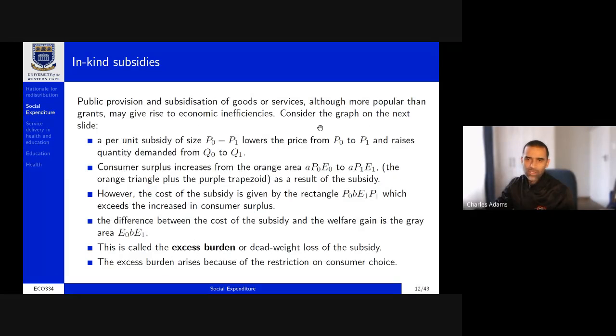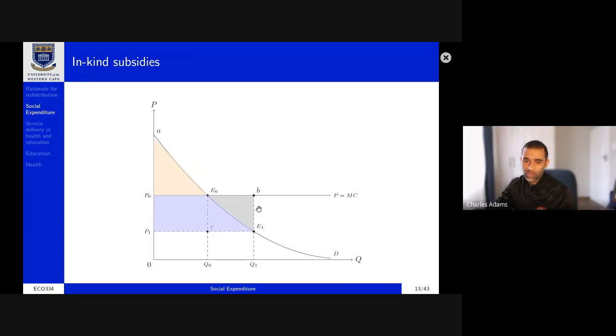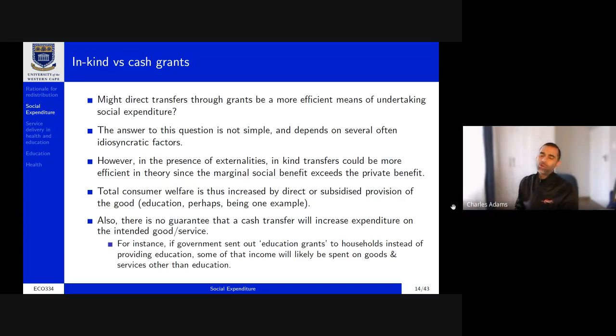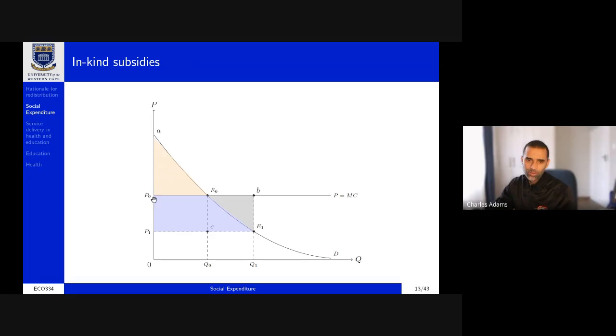So again, as stated on this slide, although public provision and subsidization is the more popular means of social expenditure, it can give rise to economic inefficiencies, as demonstrated on this slide, right? Now you might ask, well, would direct transfers be a better option than providing a subsidy or providing the good or service? And the answer to this is somewhat complicated and depends on a bunch of factors, right? Most important of which is, would the grant be spent on education? Let's say this was the market for education. If government gave people this difference here, this subsidy, directly, would they spend that money on education, or would they spend it on other things?